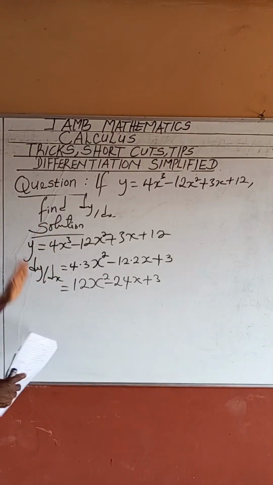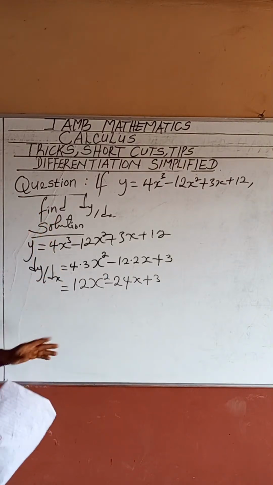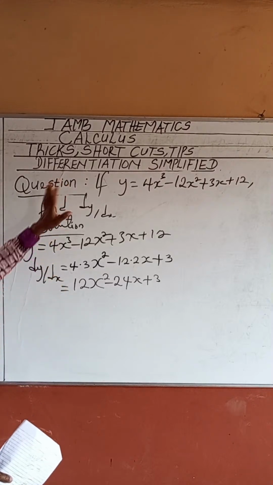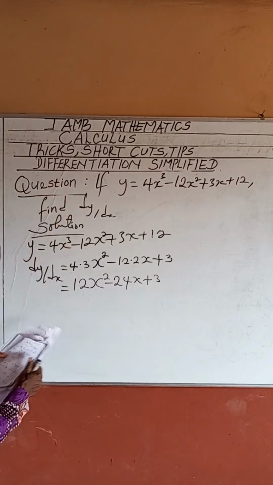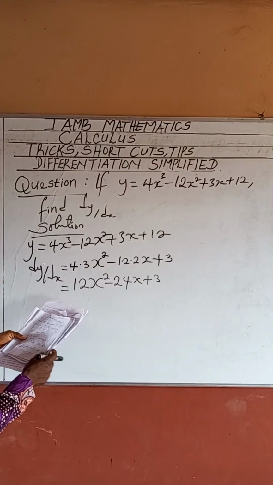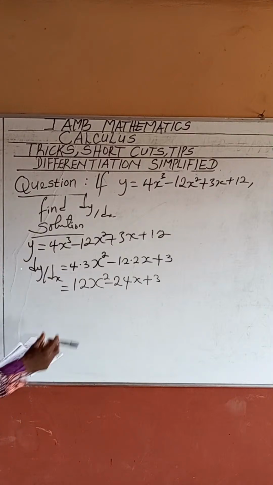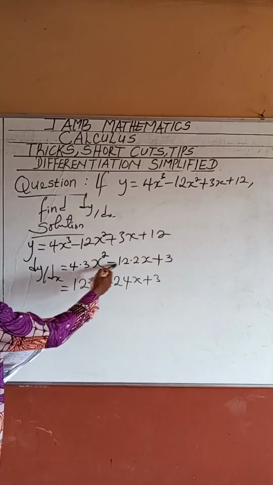So after that, this is the first segment. We are not dealing with first principle because you don't need that in JAMB. It wastes a lot of time. We don't need it at all. So we move to the next one. Then let's look at the ones that have powers. I do hope you understood this. You just follow it gradually.